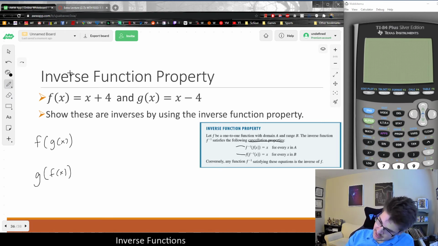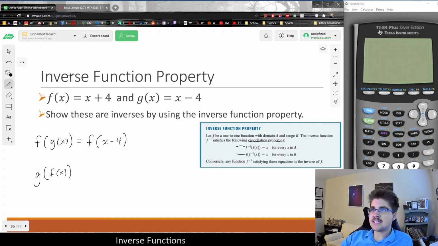So let's go ahead and do that. f of g of x means to plug g into f. So g is x minus 4. In this case, these are pretty simple inverses because one's just x plus 4, one's minus 4, and I kind of talked about why that made sense today.